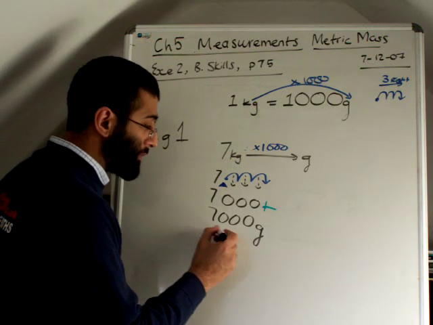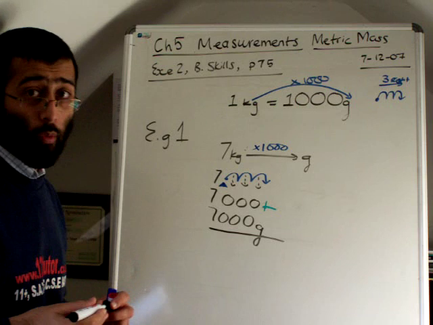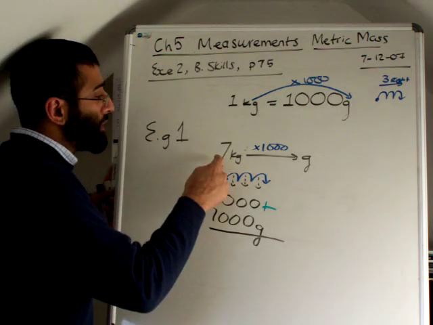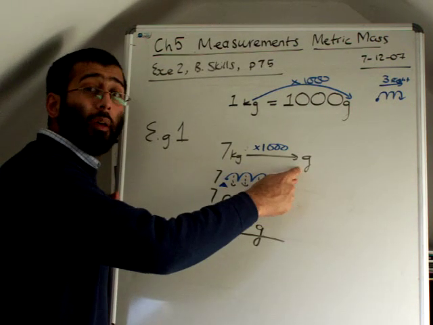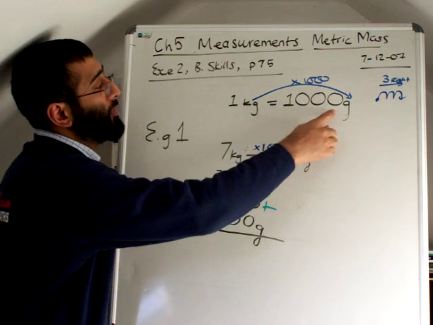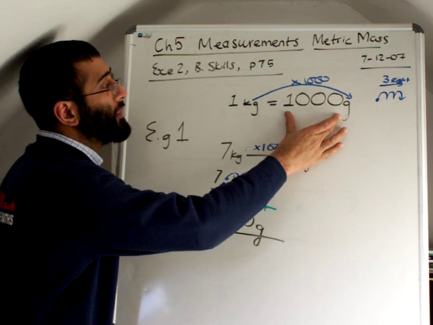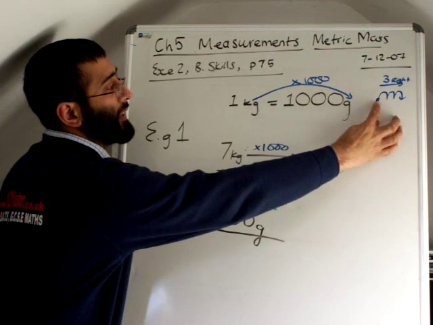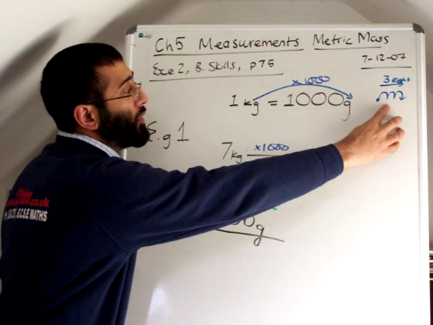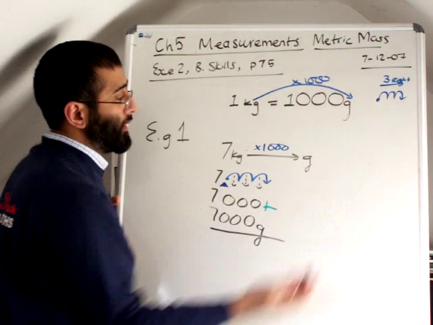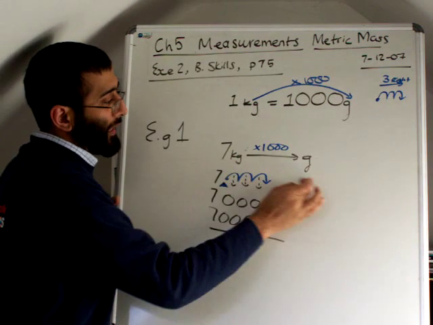Let's go through that once again. We start with 7 kilograms. We've got to change it into grams. To change kilograms into grams, we have to multiply by 1,000 because each kilogram has 1,000 grams in it. When you multiply by 1,000, you have to get the decimal point and move it 1, 2, 3 places to the right. So we write down our working out over here.